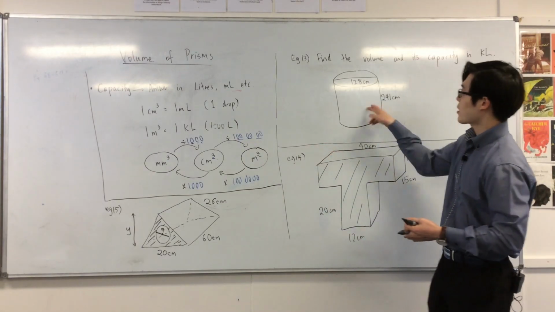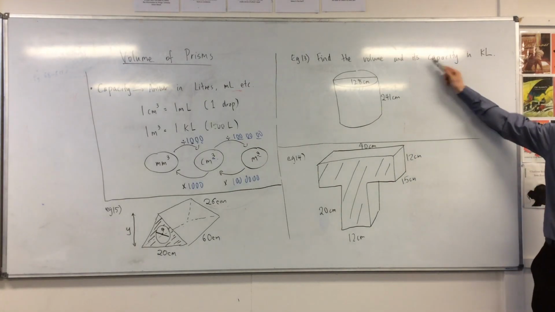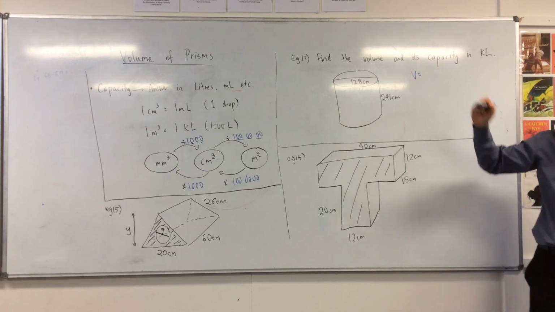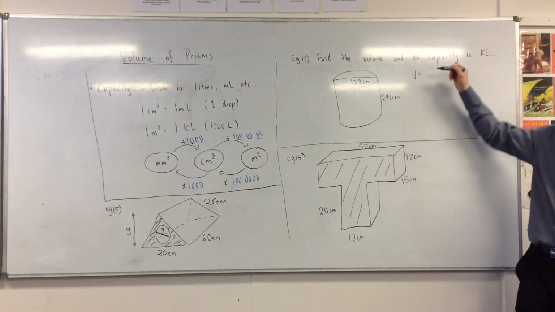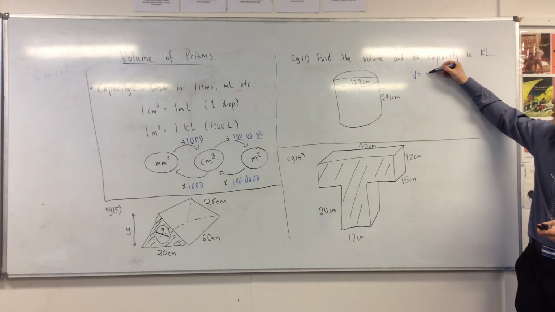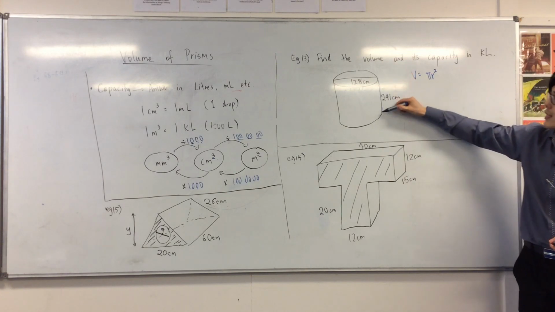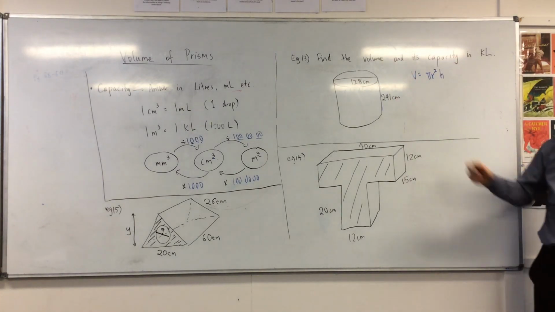So for example, girls, in this question, they want you to find the volume of the cylinder and its capacity in kiloliters. So let's find the volume. Now, volume in general is the area times height. What's the area of the top circle? What's the area of a circle in general? Pi r squared. To find the volume, you always get the area times the height. So that's your volume formula of a cylinder, which you've learned last year.